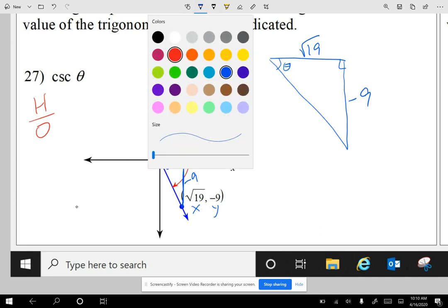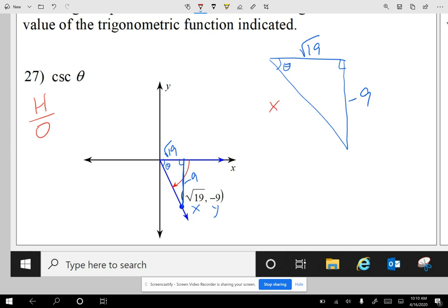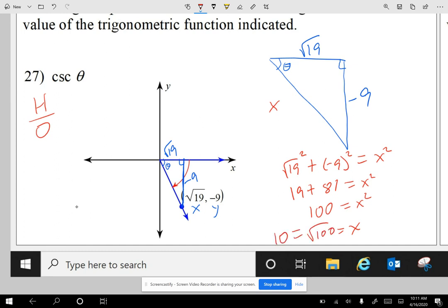For cosecant, I need to know my hypotenuse. I don't know the hypotenuse, so I need to solve for the hypotenuse. So I'm just going to write that square root of 19 squared plus negative 9 squared is equal to x squared. So I have that 19 plus 81 is equal to x squared. I know 19 plus 81 is 100. So 100 is equal to x squared. So x must be the square root of 100, better known as 10.